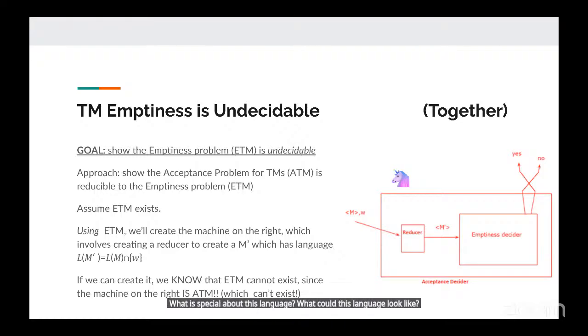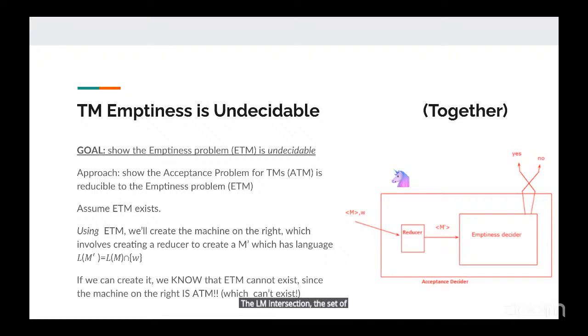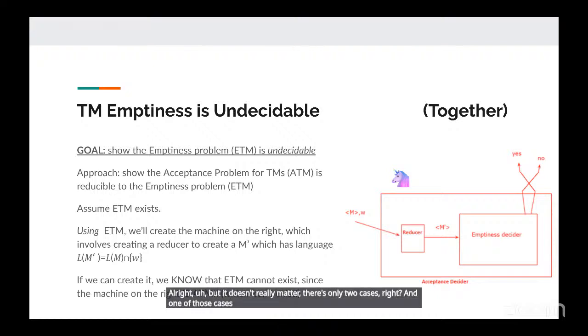There are only two options that the language of M intersection the set of W could look like. What are the two sets it could be? Exactly, it's either the empty set or it's the set which has W in it. Convince yourselves that that's the case. Doesn't matter what M is or what the language of M is. There's only two cases, right? And one of those cases is interesting.